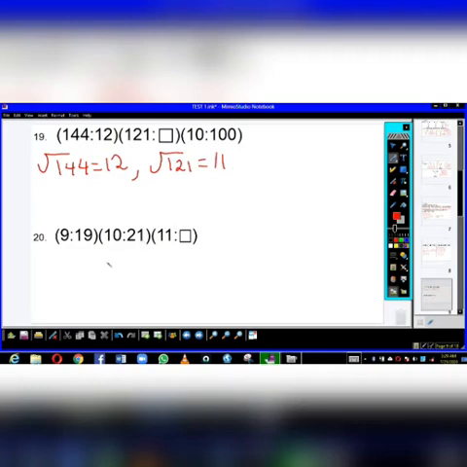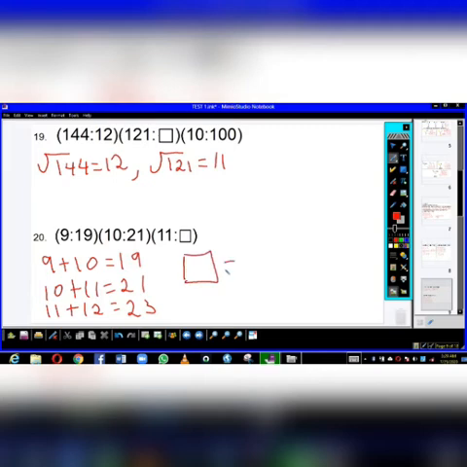Now let's proceed to number 20. Here we see 9 plus 10 is equals to 19. 10 plus 11 is equals to 21. 11 plus 12 will give us 23. So therefore the value of the box is equals to 23.